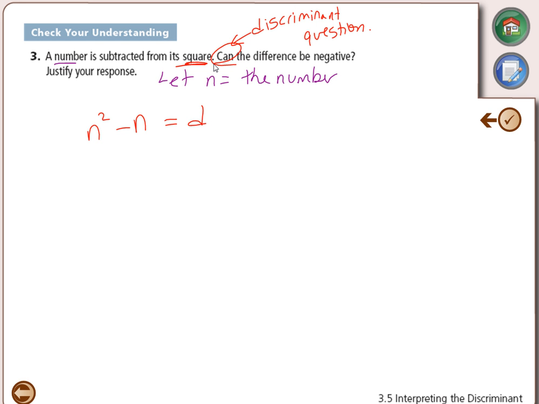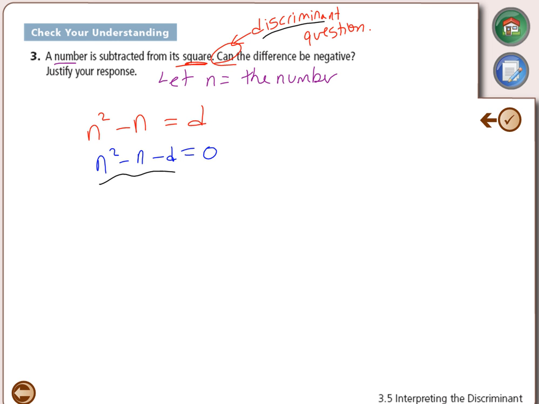So the first thing we want to do with any of the discriminant questions is equate it to 0. Here we go. n squared minus n minus d equals 0. Now I have to figure out, can this actually even happen? Will we get even a possibility of real roots? Well, that's where the discriminant question comes in. Can you get real roots on this type of a quadratic?